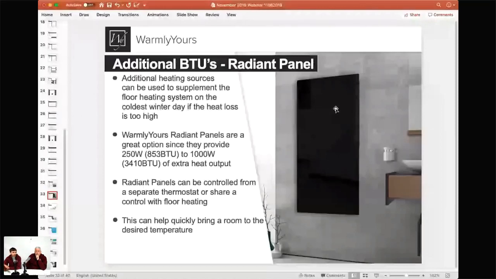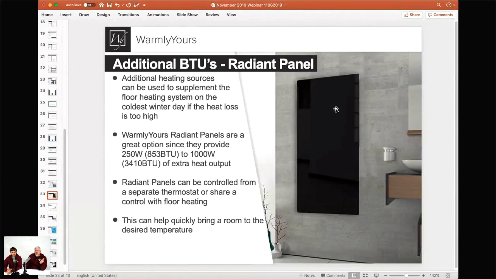If you're lacking 853 BTUs or another 3000 BTUs, add a radiant panel of the correct size based on the numbers. And again, we can assist you and help you figure that out. That will supplement and give extra heat to a room that maybe doesn't have enough floor space to install the floor heat properly. So that's one thing to keep in mind.